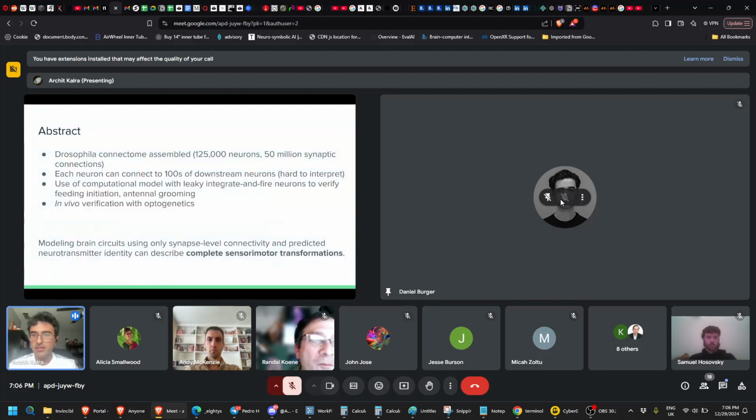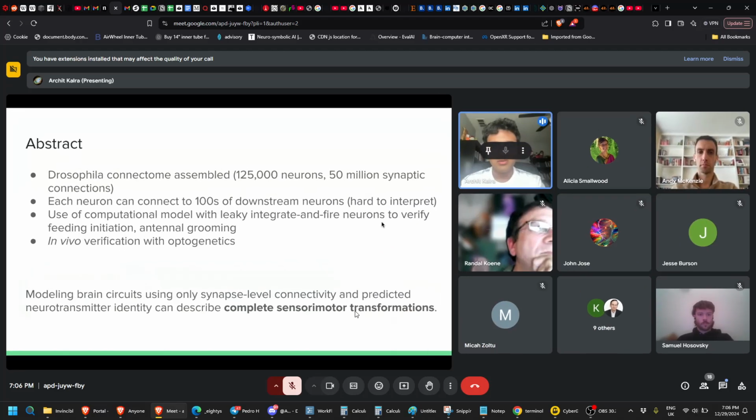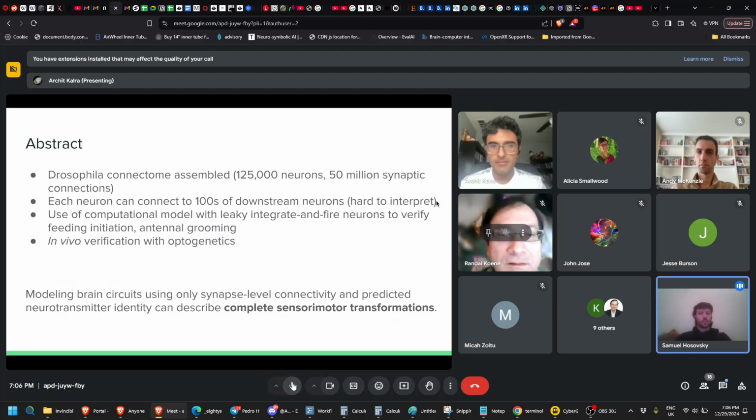So I'll start with the abstract and then go into a brief background. So this paper discusses the connectome of the Drosophila melanogaster, the fruit fly, and points out how there are, oh, I'm so sorry. I think I messed up my screen share. Is this visible? I can see your abstract. Okay, perfect. Yeah, looks good.